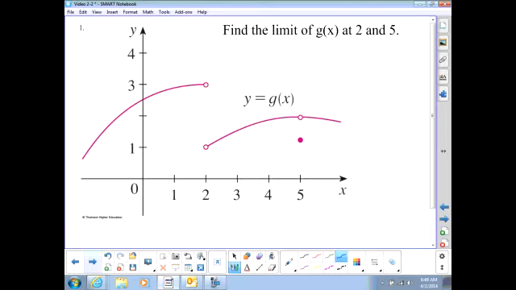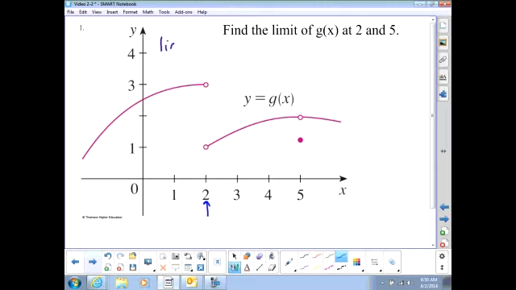So looking at this graph, we want to find our limits at x equals 2 and x equals 5. Now notice we're talking overall limits here. At x equals 2, we will want to look at our left hand and right hand limits.